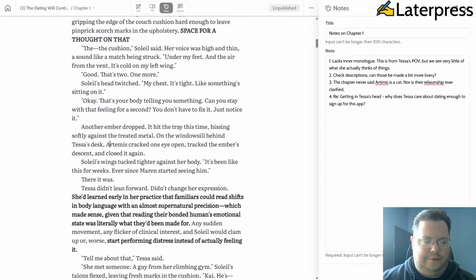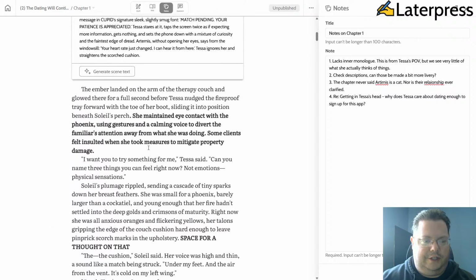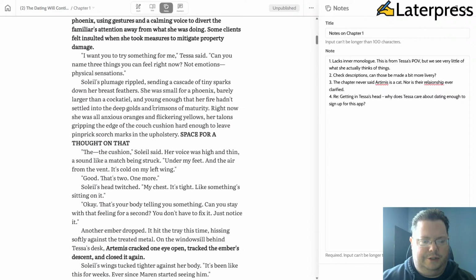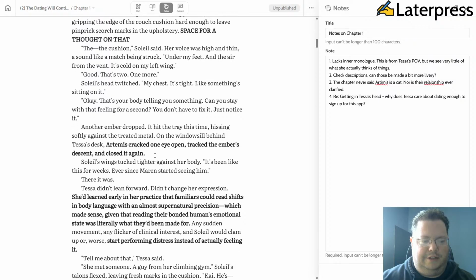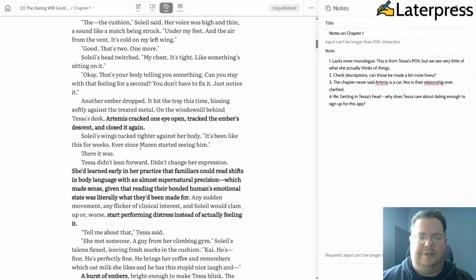Now I should have bolded this the first time, because this is the first time in this chapter that Artemis has been mentioned, and we have no context for who Artemis is yet here. I don't yet know, reading through the text, if this is the moment that I want to establish that Artemis is her cat familiar, or let that slide. So I'm going to bold that as a detail to come back to.